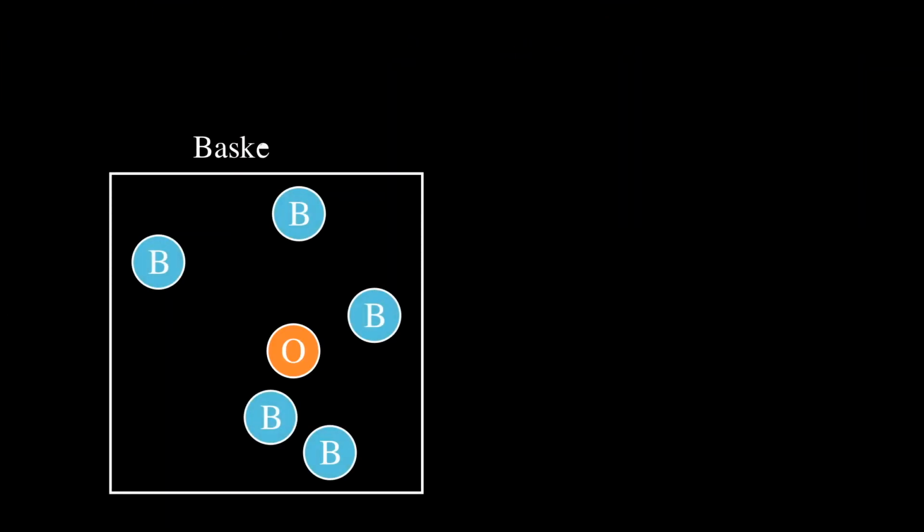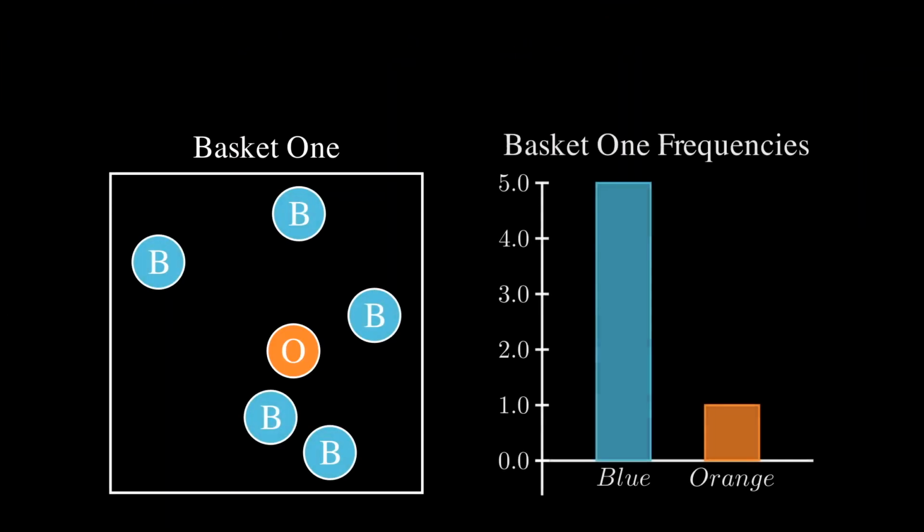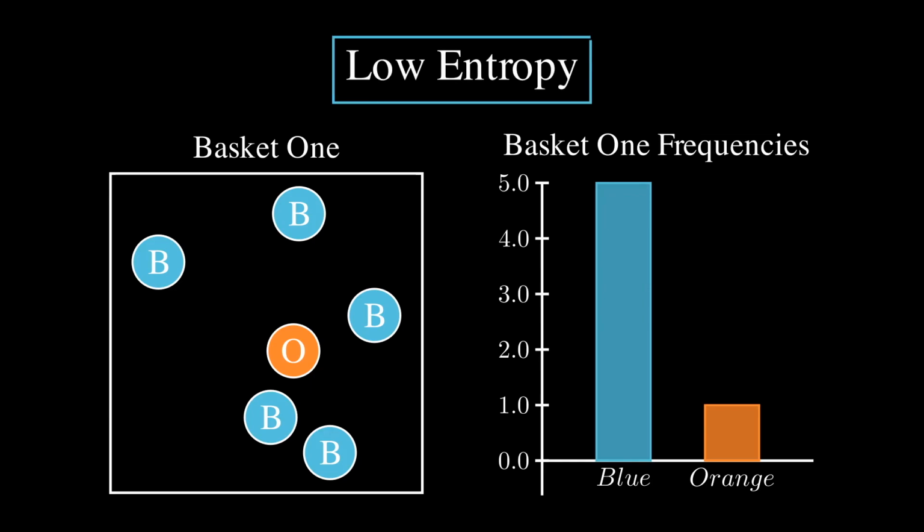In this example, we have a basket of balls of two different colors. We have 5 blue balls and 1 orange ball. We can represent the probability of choosing a ball of a certain color with this histogram on the right. In this example, the probability is very concentrated on a single one of the possible states, namely blue. This represents a probability distribution with low entropy, because the probability is not spread out across the possible states, it's concentrated on a single state.